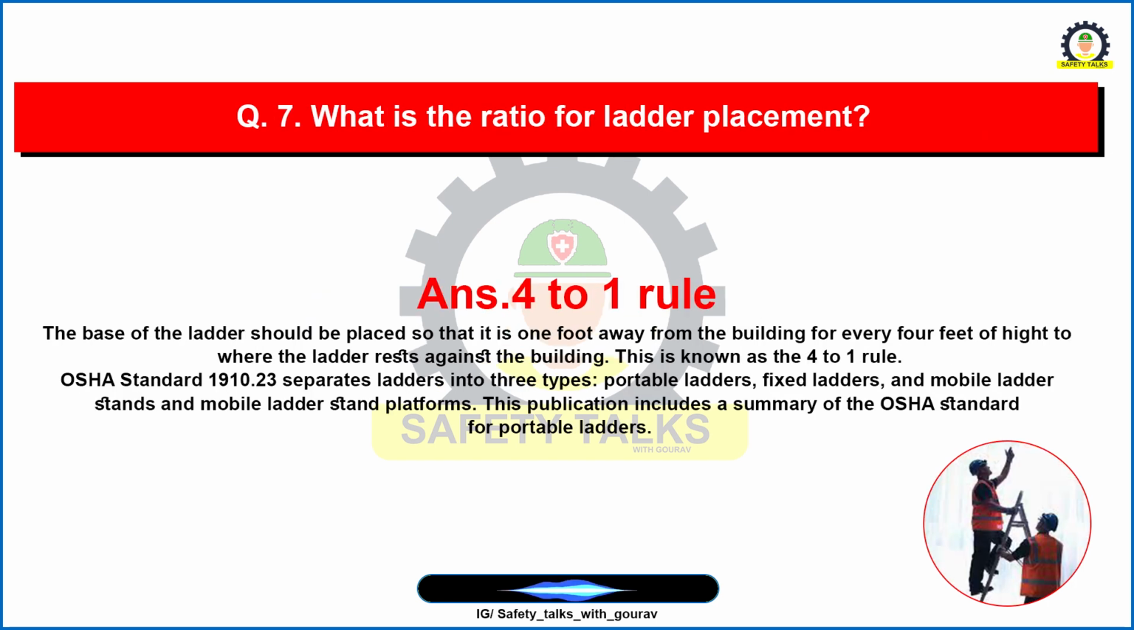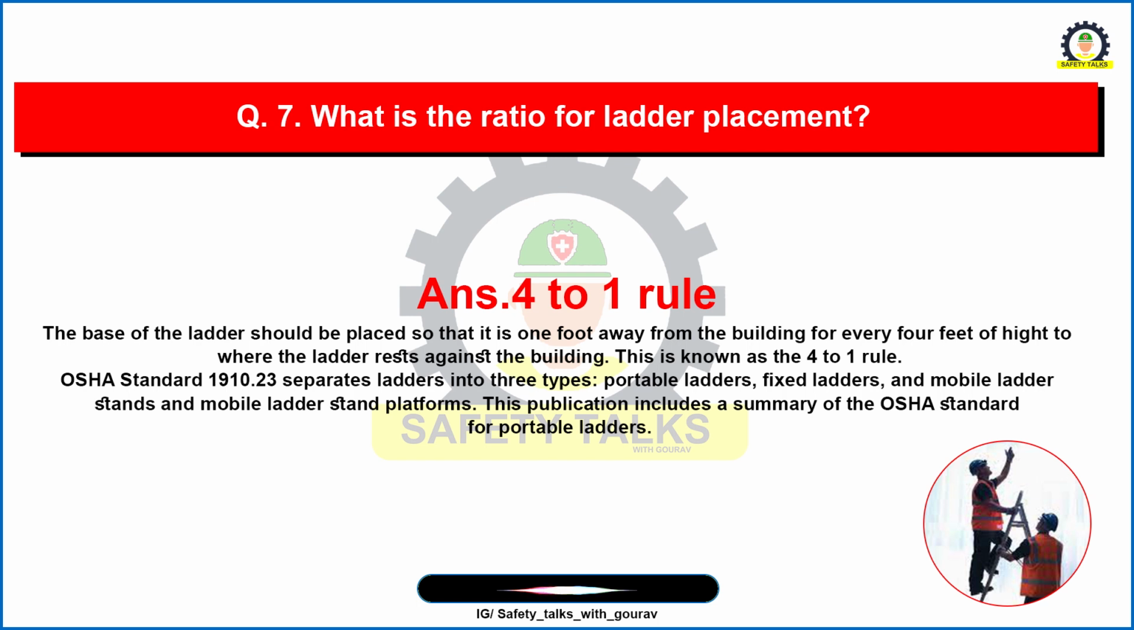The next question goes like, what is the ratio for ladder placement? What is the ratio that is used at our working premises while we are using a ladder, or to place the ladder? Okay, so the answer will be the 4 to 1 rule. Why? Because the base of the ladder should be placed 1 foot away from the building for every 4 feet of height to where the ladder rests against the building, and this is also known as the 4 to 1 rule.